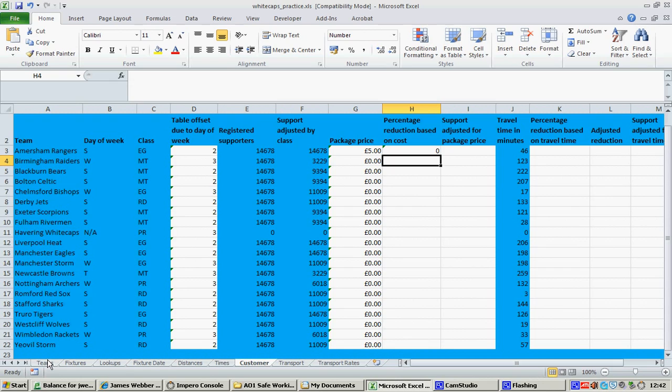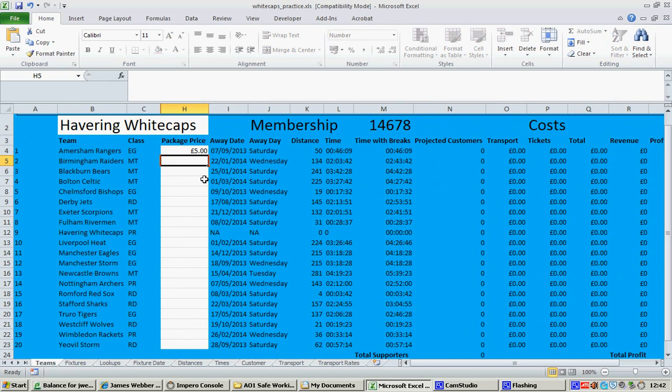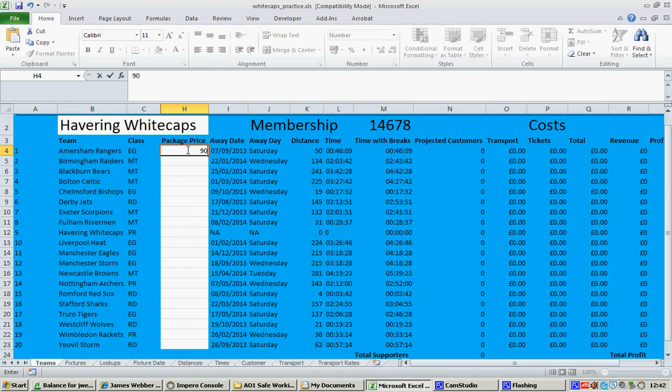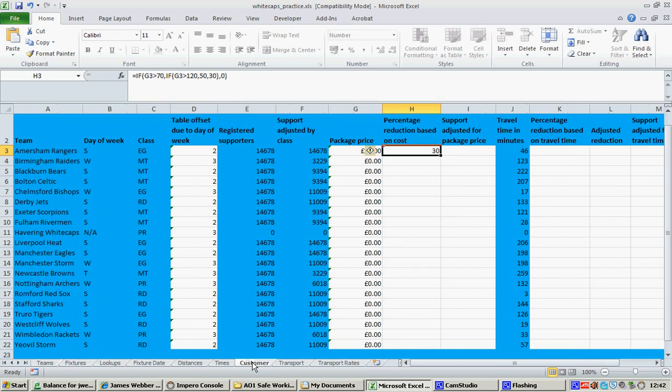That's absolutely fantastic. Unless, of course, they're playing, I don't know, Liverpool or Arsenal. I wouldn't pay anything to see them. Let's have a look. Package price, let's put that back up to £60. Customer, there you go. 0 again because it's under 70. Let's go for £90, which is greater than 70, but it's less than 120. So, yep, that goes into the 30 bit there.